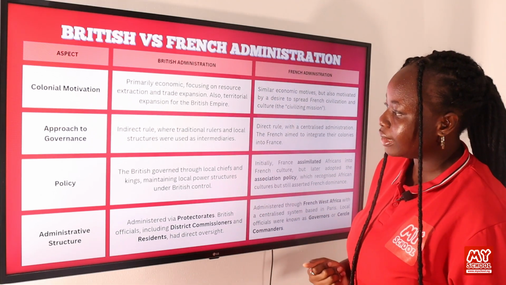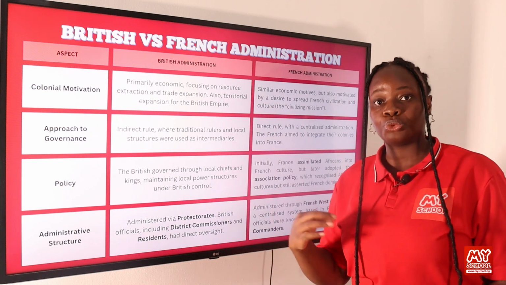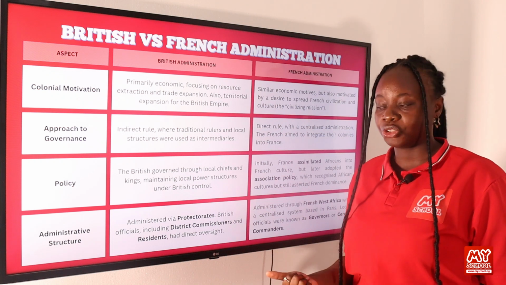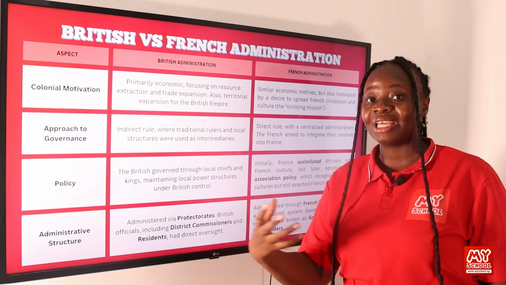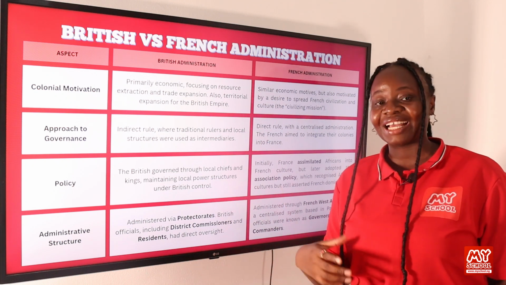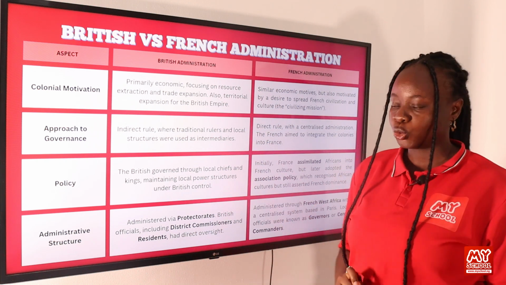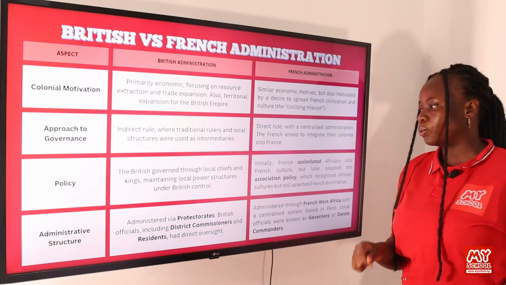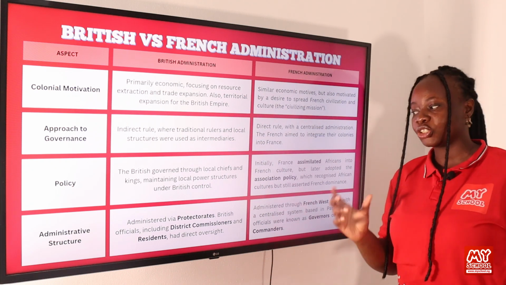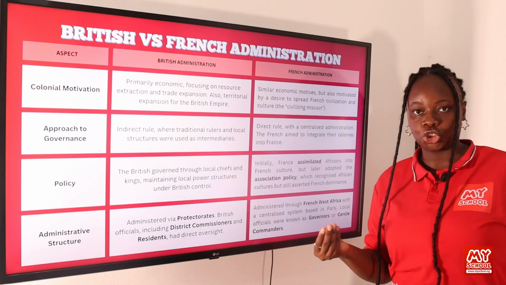Then in terms of policy, the British governed through local chiefs and kings, so they had that indirect rule system and the warrant chief system in the eastern region of Nigeria. So this was their policy of engaging with their subjects. They ruled indirectly through local chiefs and kings, and then they maintained local power structures under British control. But for the French, France assimilated Africans into French culture, but later adopted the association policy, which recognized African culture but still asserted French dominance.